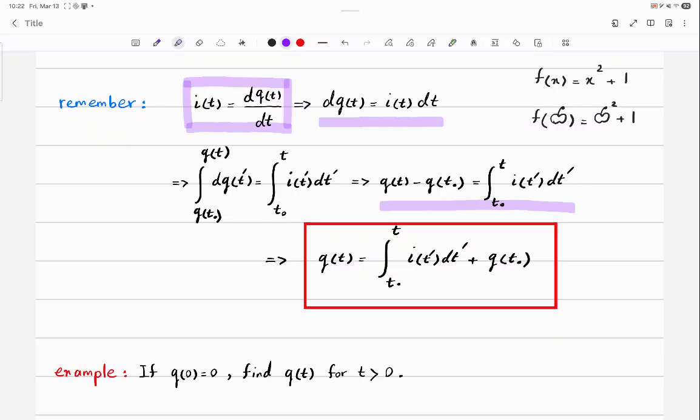What do we call that? Charge at the starting time, not exactly time 0, t naught. It could be 0, it could be 5 seconds, whatever. What do we call that? We call that initial condition.